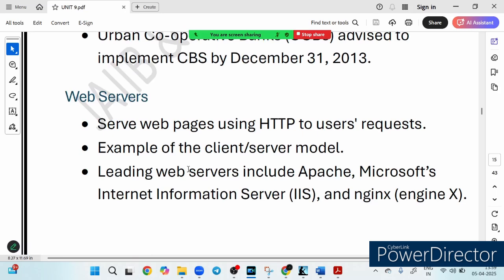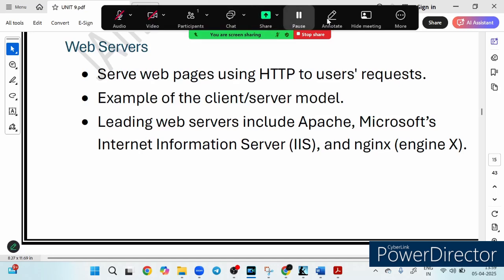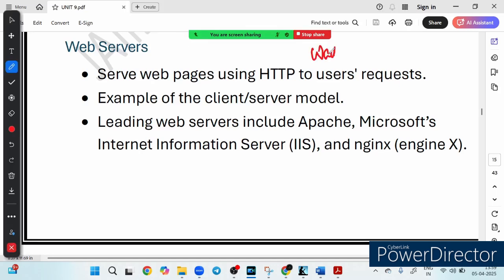Now let's look at the web server, a very important part. So friends, it might sound technical, but don't worry, I promise you will get it in the next 2 minutes. So what is a web server? Think of a web server like a waiter in a restaurant.